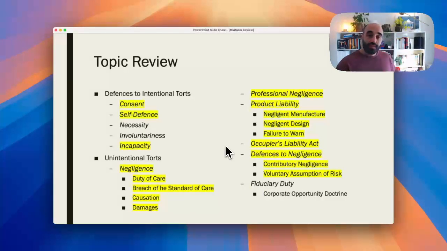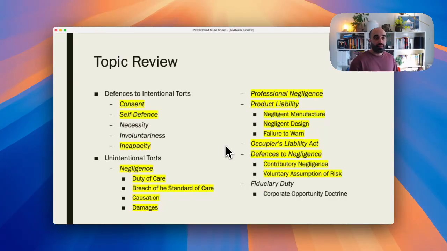We then talked about the defenses to negligence. There's two. The two defenses to negligence are the contributory negligence defense, which is a partial defense, meaning you can't get liability to zero. Instead, the court's going to apportion liability amongst the plaintiff and the defendant.